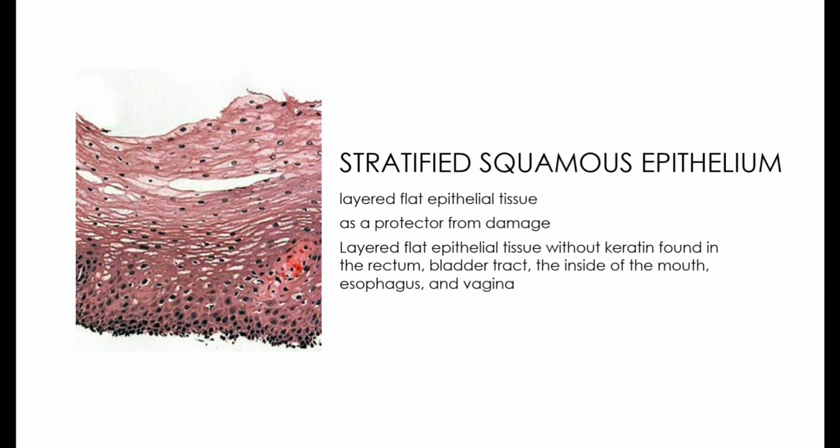Stratified squamous epithelium. It's a layered flat epithelial tissue that has more than one layer of flat cells. The function of this epithelial tissue is to protect from damage. Layered flat epithelial tissue without keratin can be found in the rectum, bladder tract, and inside the mouth, esophagus, and vagina.